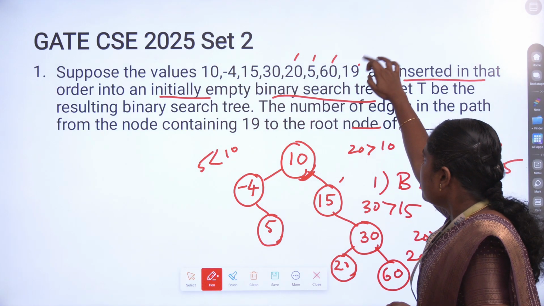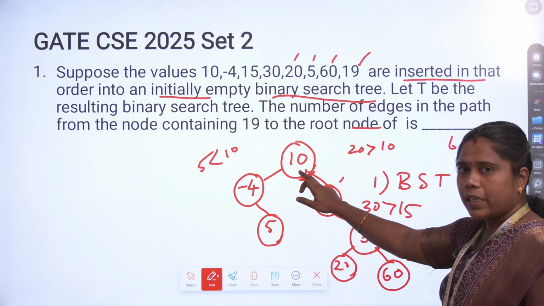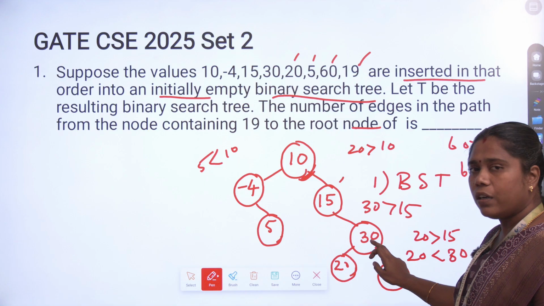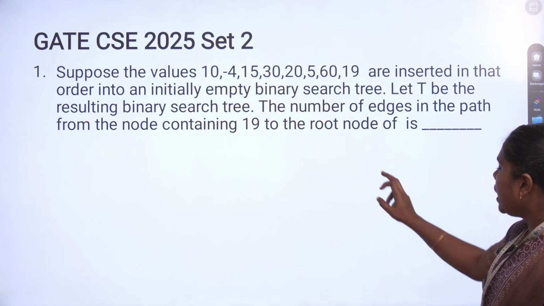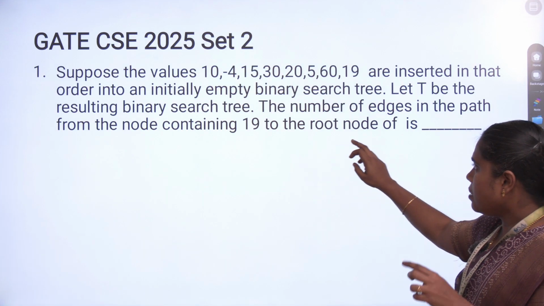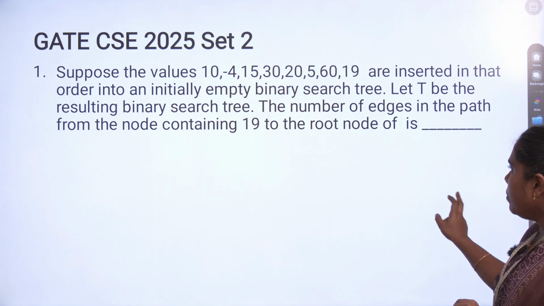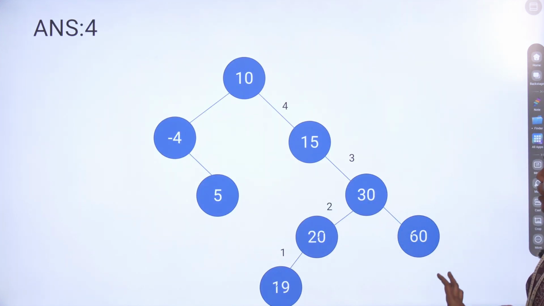Now the last value is 19. So where to insert 19? So compare it with 10. 19 is greater than 10. So go to the right subtree. 15. It is greater than 15. So go to the right subtree. 30. Now the question is, if you are going to insert the node 19, what is the number of edges in the path from the node 19 to the root node? This is the question asked. So this is the completely formed tree, right?